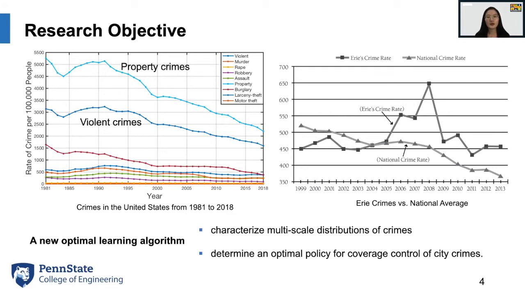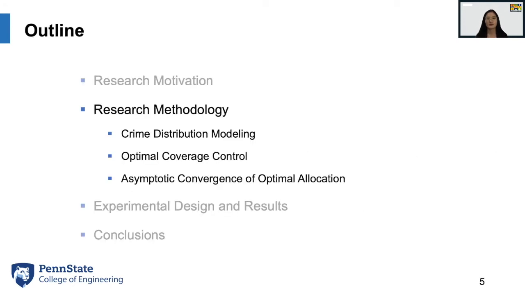In this paper, we developed a new optimal learning algorithm to characterize multi-scale distributions of crimes, and then determine an optimal policy for coverage control of city crimes. First, we categorize crimes into three severity levels. Then we characterize and model crime distributions for different severity levels. We develop an optimal policy for coverage control to allocate limited resources of law enforcement in areas of interest.